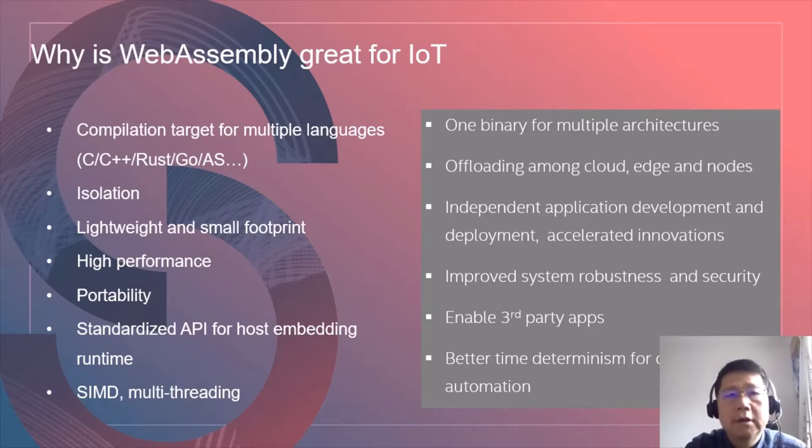High performance, portability, and the standardized embedding API make it possible to create a unified application framework over heterogeneous devices. Finally, the SIMD and the multi-threading features can work for heavy computing scenarios such as AI and image processing. With these features, it can help IoT systems to offload computing among cloud, edge, and nodes in a flexible way.